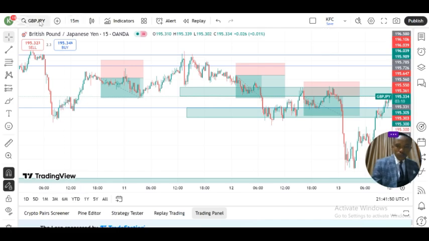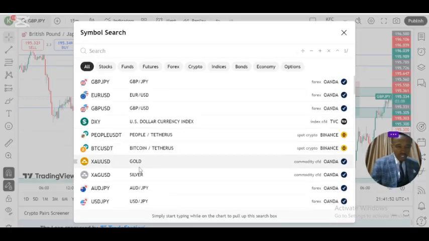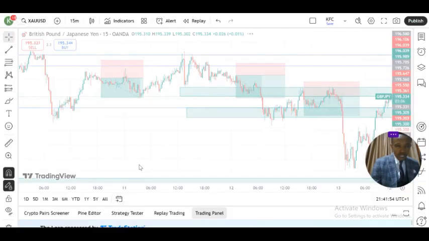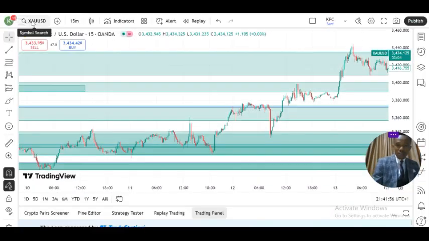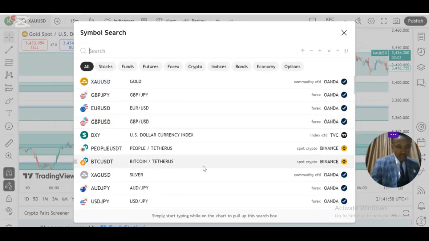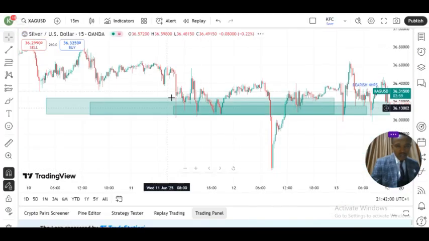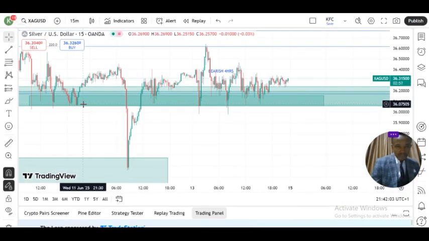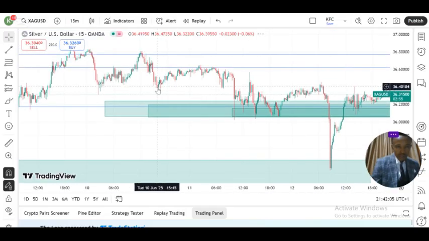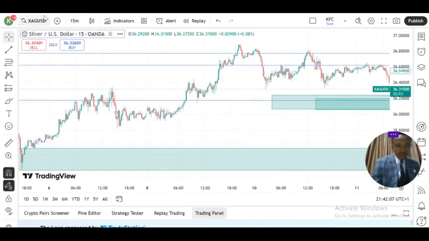So we had quite some beautiful entries for gold. That's for the VIP, but I'm not sure if I was able to get it. I think we missed that entry. And also for silver, there were some moves, but we missed the moves.